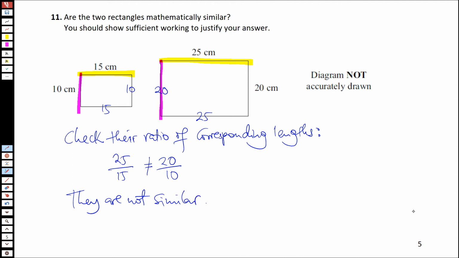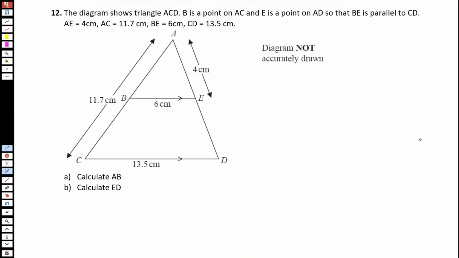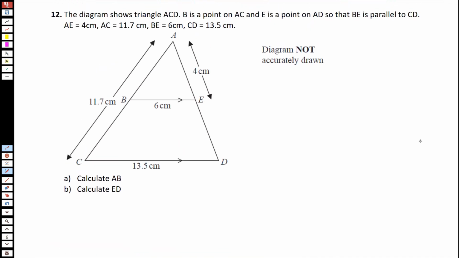Okay. Number 12. So the diagram shows triangle ACD. B is a point on AC and E is a point on AD, so that BE is parallel to CD. AE is equal to 4 and AC is 11.7, and all these other lengths. So basically, the question is, they want us to find AB and ED. How do we go about this question?